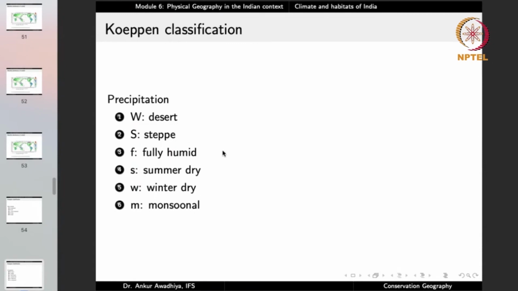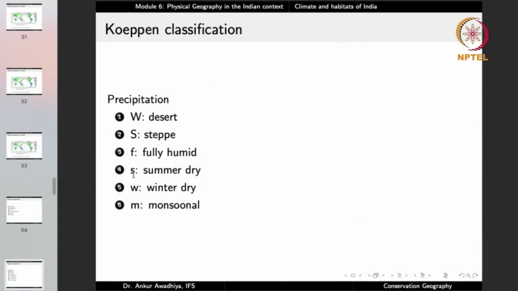Then we have small s, which is summer dry. So the summers are dry, but in the winters you get a substantial amount of precipitation. So you have summer dry and you also have winter dry. Now in the winter dry areas you have dry winters but moist summers.